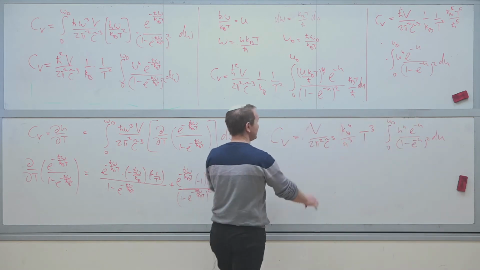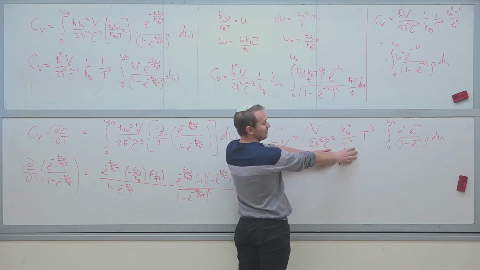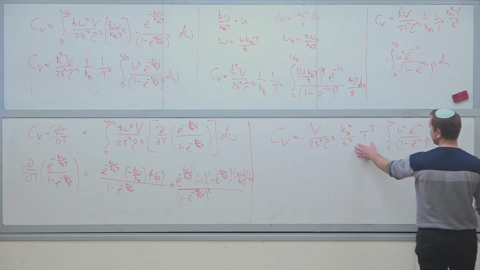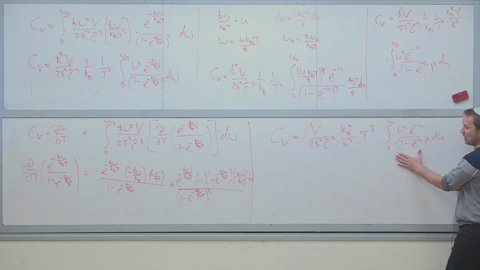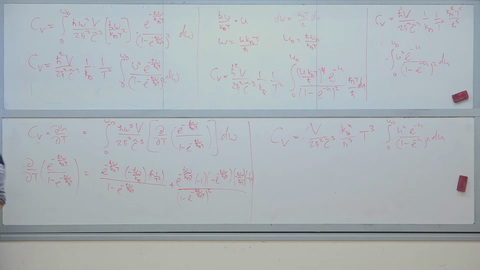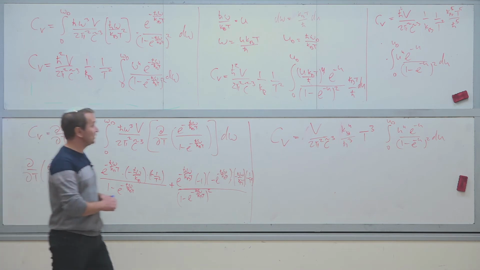So this is already something that depends only on T. K Boltzmann and h bar are constants, so this factor depends on temperature. Here, u is the integration variable, we don't care about it. The only dependence on temperature comes from where? From u Debye, exactly.